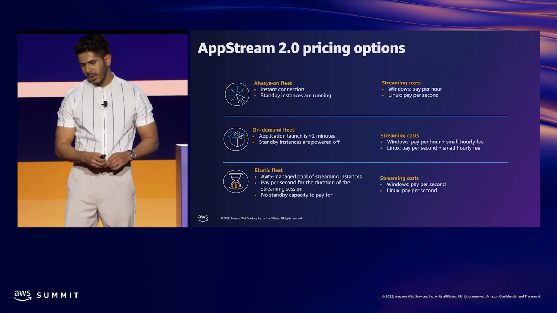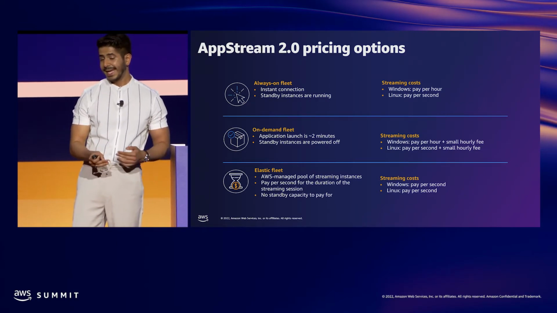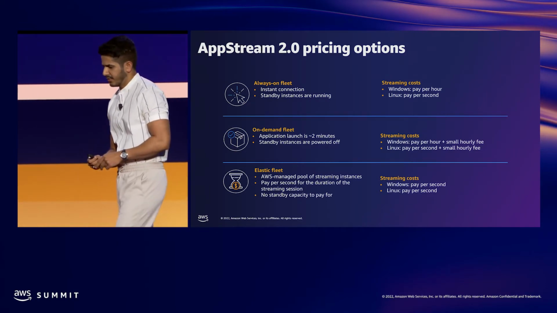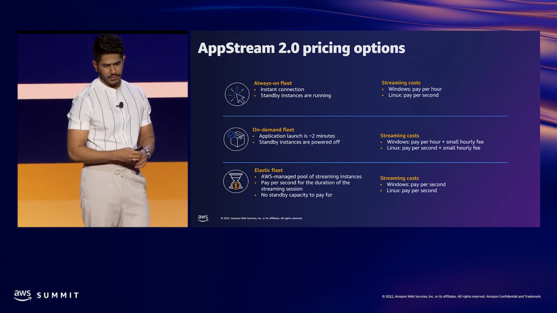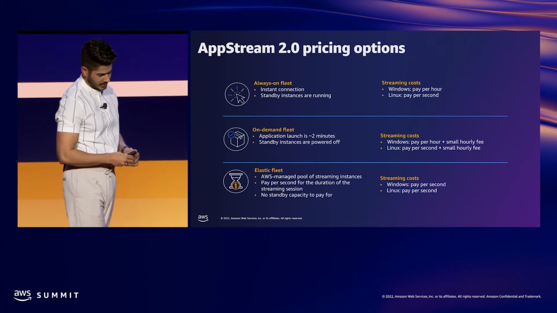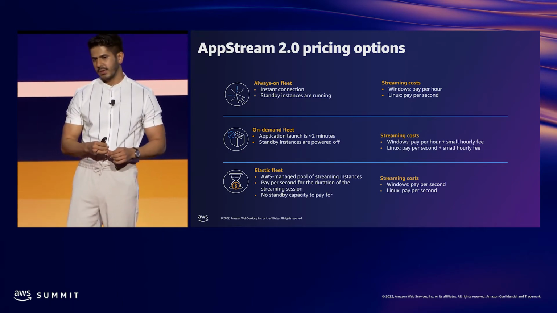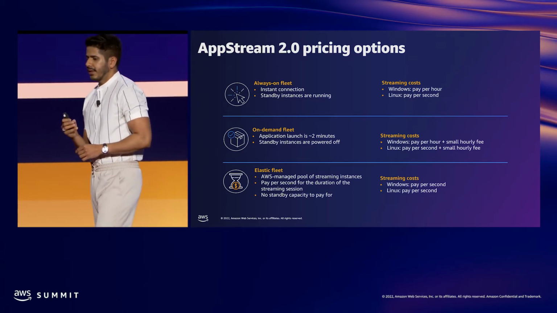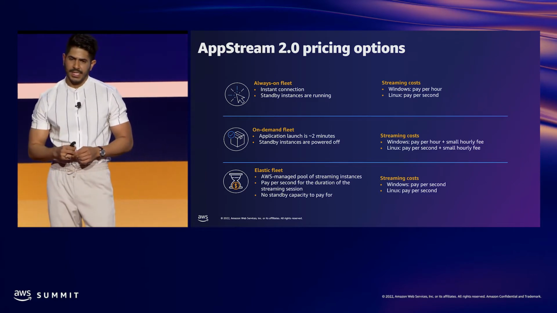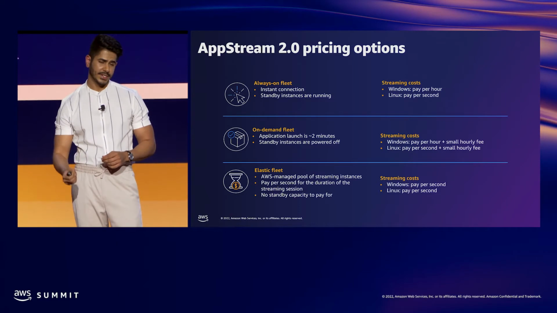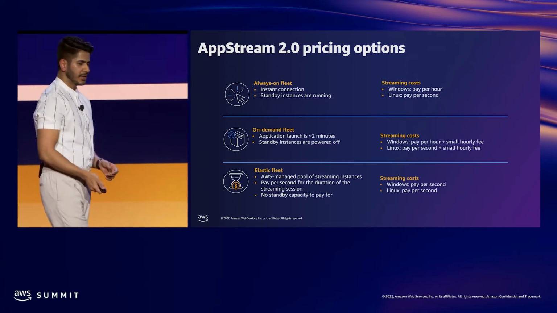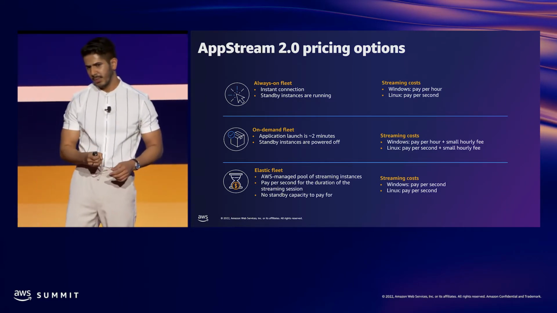Now let's talk about always on versus on demand and elastic fleets, which is one of the newer features that was introduced at re:Invent last year. So with always on fleets, because the instances are running at all times, your end users would be able to instantly connect to their fleet instance, so there's absolutely no wait time. Whereas with on-demand fleets, there is a less than 2-minute wait time.